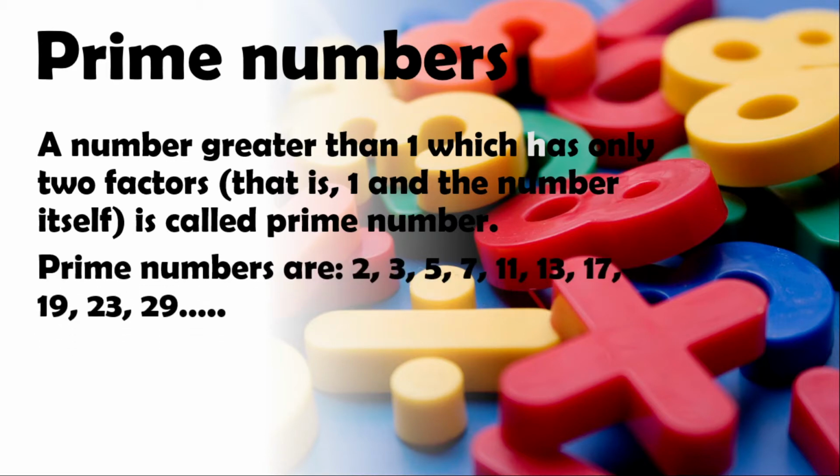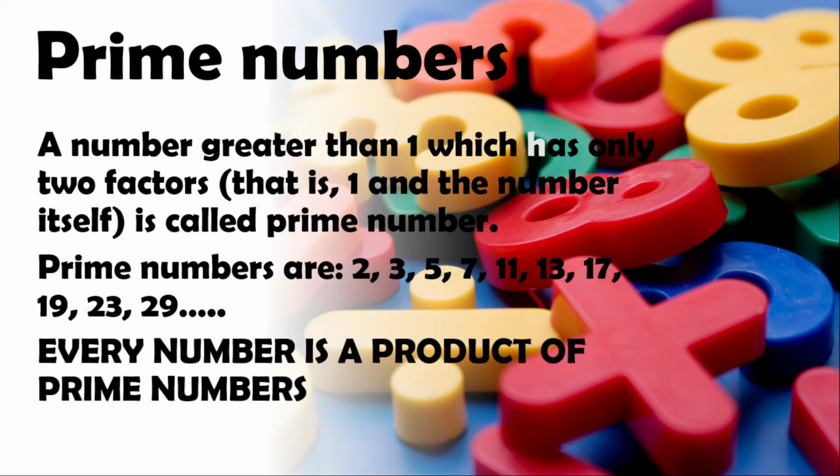So let us find some examples of prime numbers. Those numbers are 2, 3, 5, 7, 11, 13, 17, 19, 23, 29, and so on, because prime numbers are unlimited, so we can't count every number now, so we are just telling a few numbers.